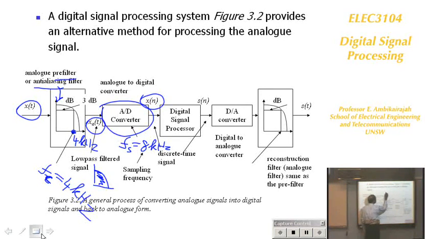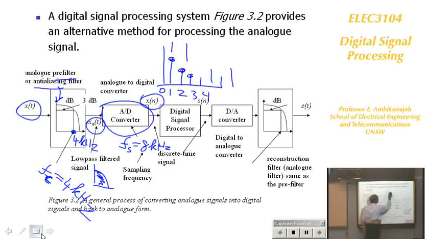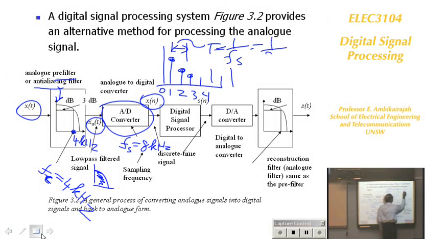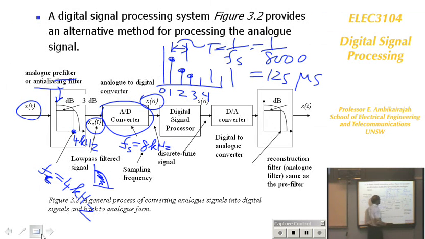Then the signal that comes out is sampled like that. This is 0, 1, 2, 3, 4, and these are the samples. The distance between them, T, is equal to 1 over fs, which for 8 kilohertz is 125 microseconds. That's what you will have. So that's your digital signal at that point. And then the signal is processed, using either a low-pass filter, high-pass filter, or band-pass filter, depending on the application.